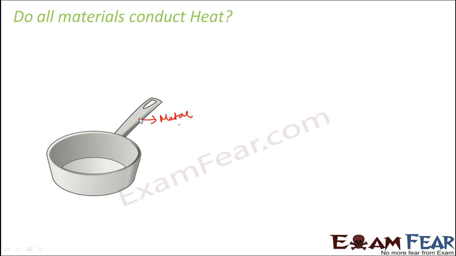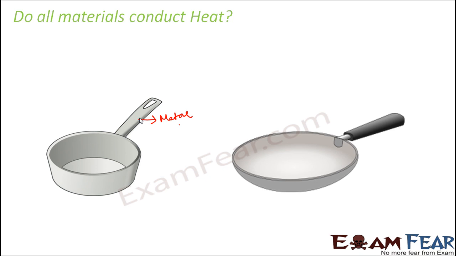In the next example, you take a pan, but this time the handle is not made up of metal. Instead, it is made up of plastic. In fact, these days, most of the pans will have a plastic handle. Now you put this pan over the gas and then after some time you observe it. What do you see? The pan gets heated, of course, but when you touch the handle, it is not heated. So why is there a difference between the two?